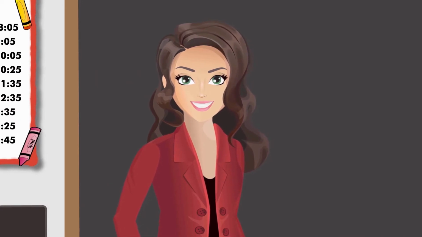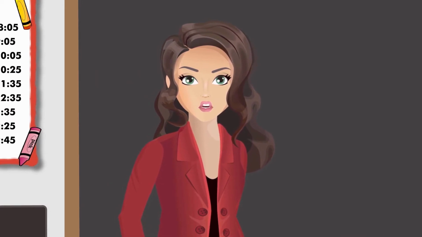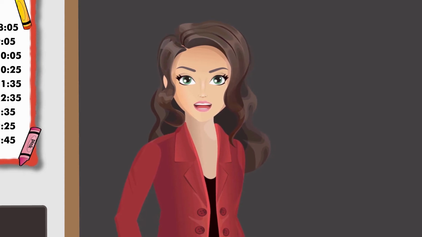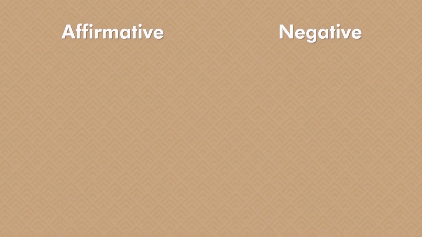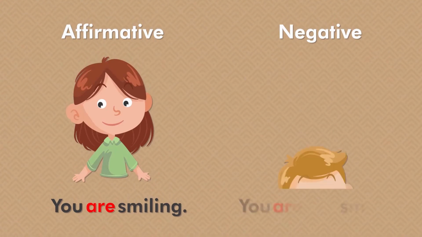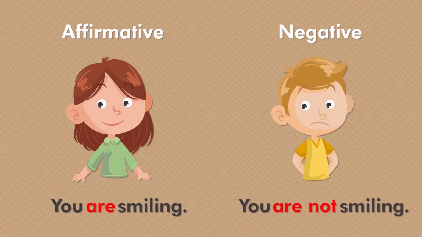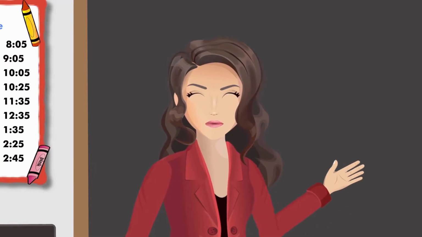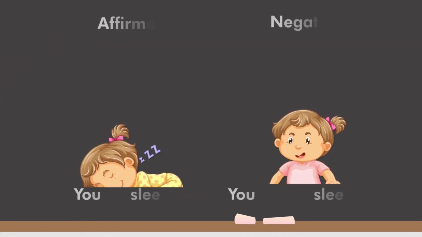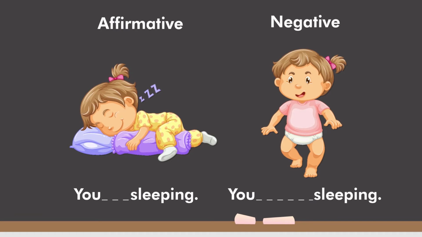Great work. Next, let's look at some sentences. You would say, you are smiling. You are not smiling. Now it's your turn to practice. Can you fill in the correct verb? That's right. For affirmative, you would say, you are sleeping. For negative, you would say, you are not sleeping.